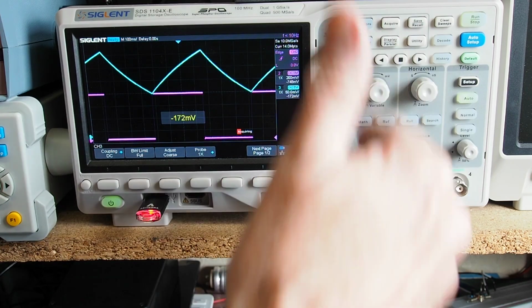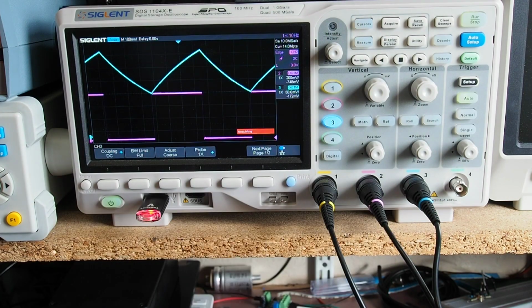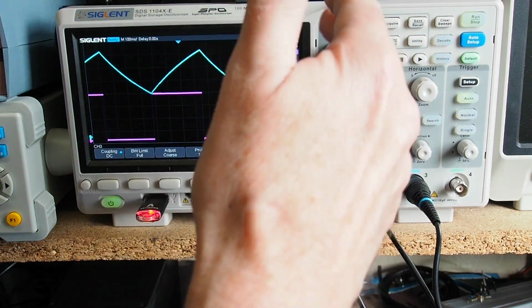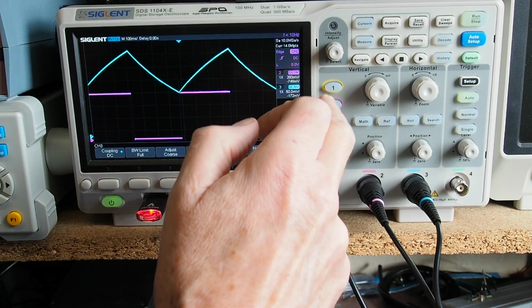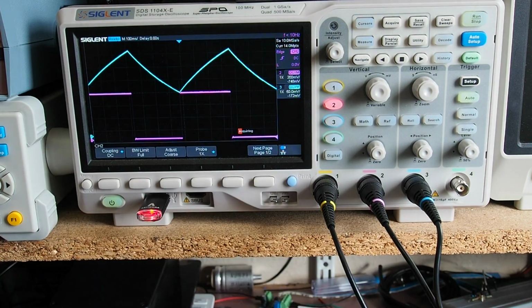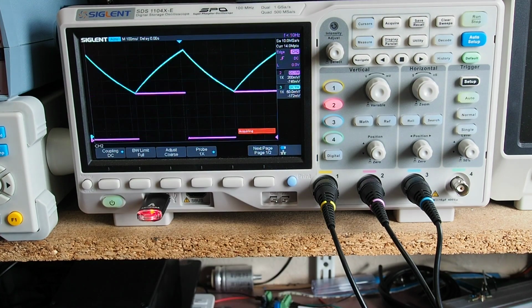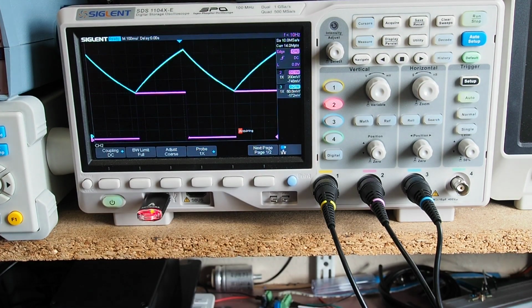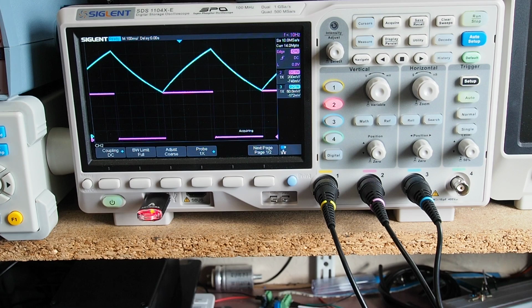So you may have two separate controls for each channel if you've got a two-channel scope, or you may just have to swap between the two as you swap between the channels. Either way, that's the arrangement. Right, let's now have a look at the circuit we're going to explore.